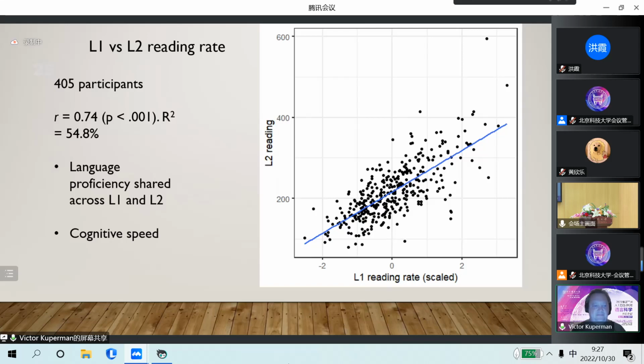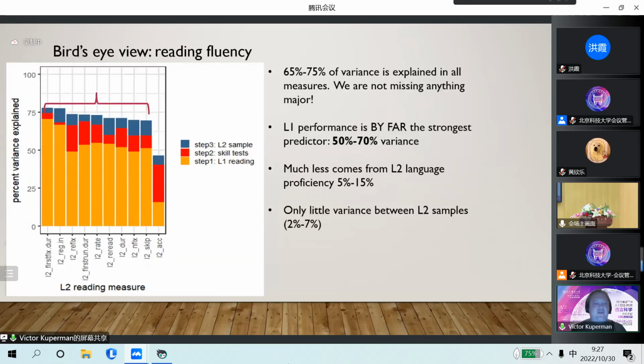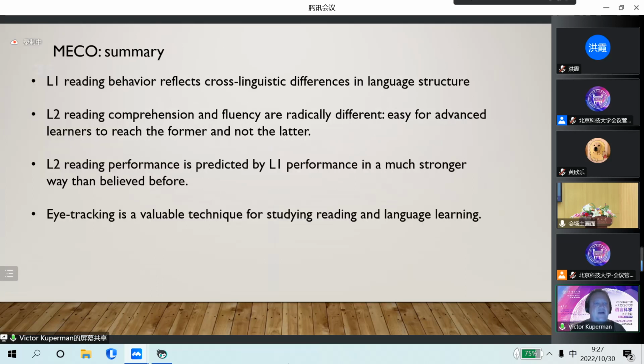your L2 reading. And I'm aware of the time, so I will skip a few slides, and I can come back to them in the question session, but I will just summarize that L1 reading behavior reflects cross-linguistic differences in language structures. L2 reading comprehension and fluency are found to be radically different. It's easy for advanced learners to reach good reading comprehension, but not the reading fluency. We found that L2 reading performance is predicted by L1 performance in a much stronger way than believed earlier.